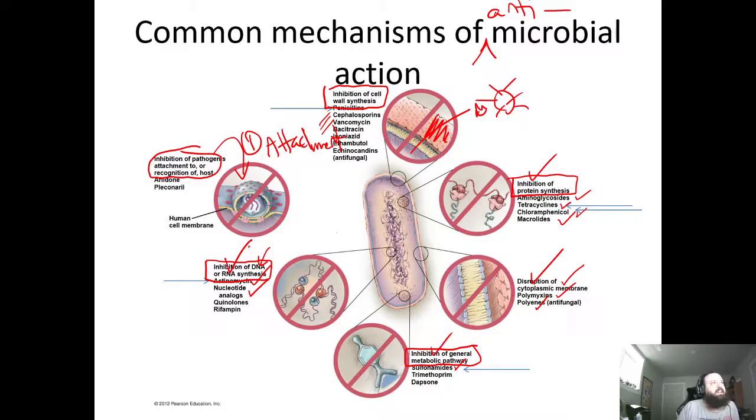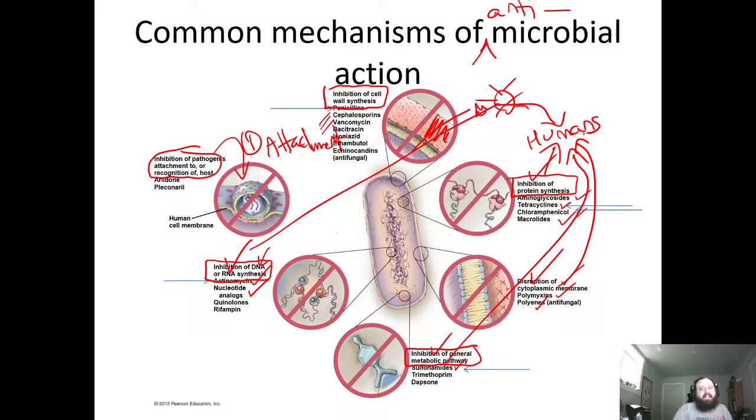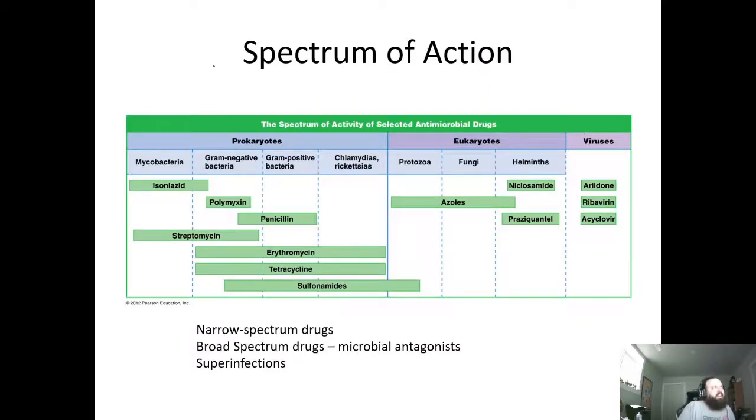So the problem with this, particularly when we talk about protein synthesis, cell membrane disruption, metabolic pathways, DNA and RNA synthesis, is that in these cases, humans have the same thing as the pathogens. And that leads me to something called spectrum of action.